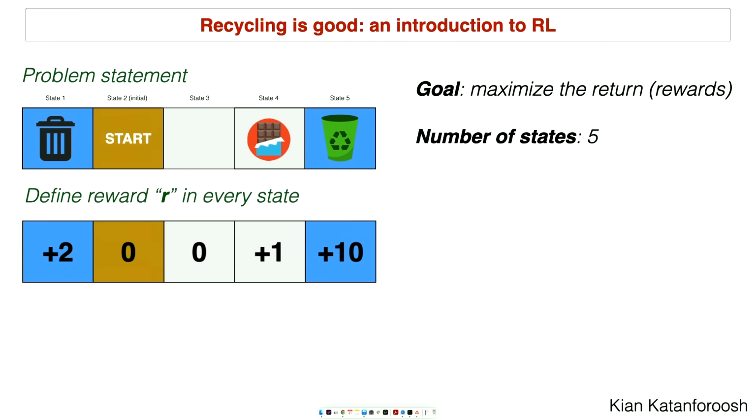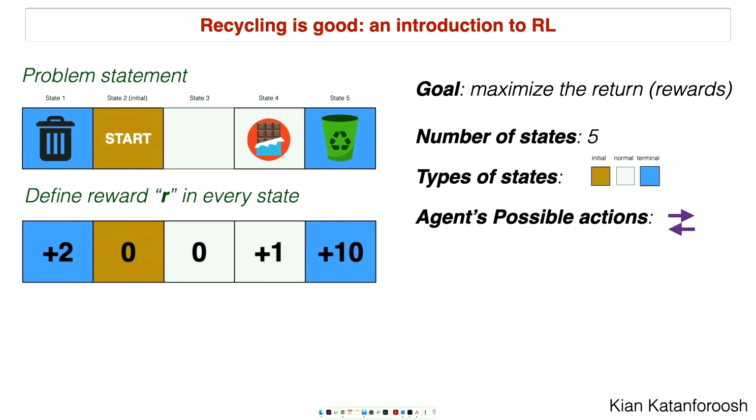In this specific game, we have 5 states and there's 3 types of state. In brown is the initial state, we have normal states, and we have in blue terminal states. When you get to a terminal state in reinforcement learning, it will typically end the game. It will end one episode of the game. We'll move to another episode, you'll get back to the starting state or initial state, and you'll redo another episode. The possible actions for our agent here are going to be fairly simple, left and right.